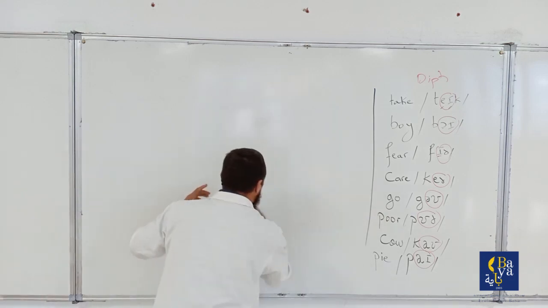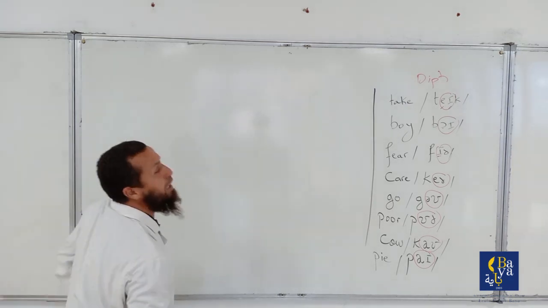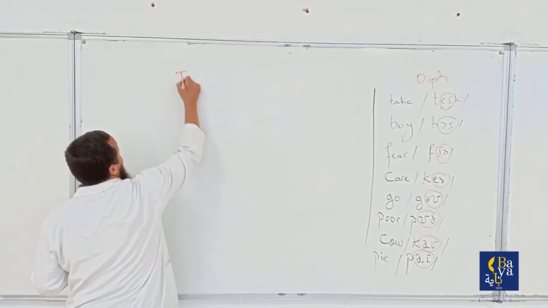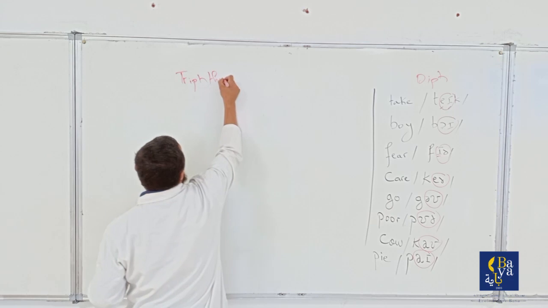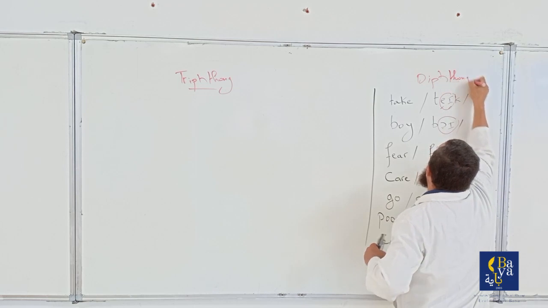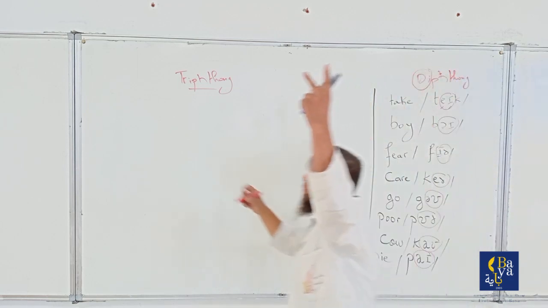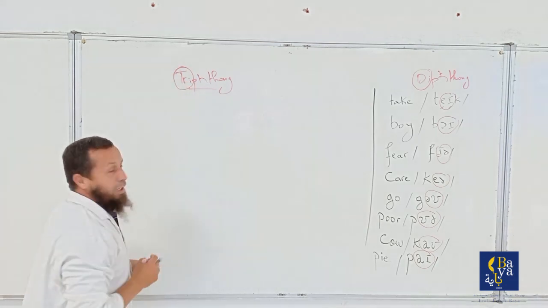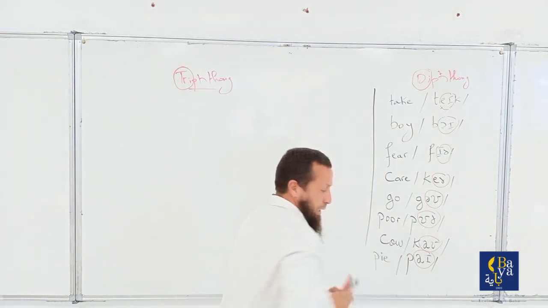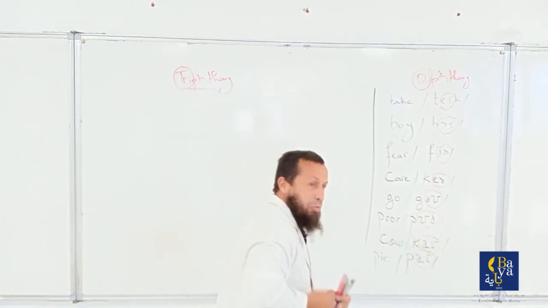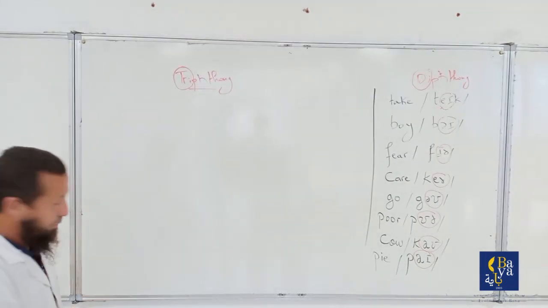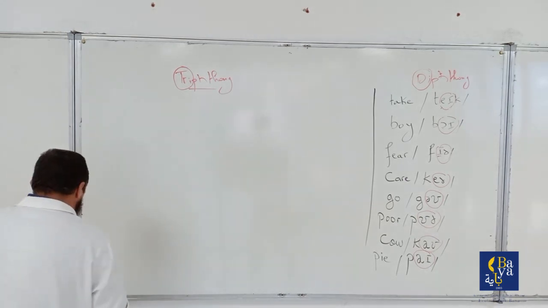Now we move to our point, which is triphthong. Triphthong. Here, diphthong: we said these are 2 successive vowel sounds. Here we must have 3. How do you get 3? I will give you examples.